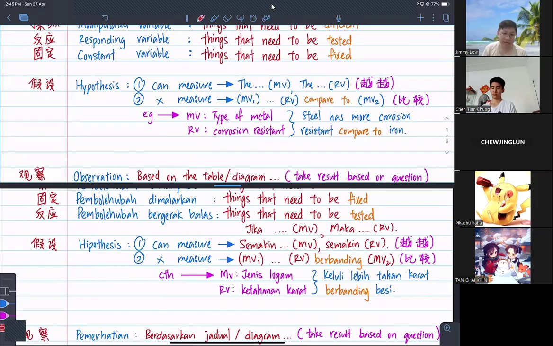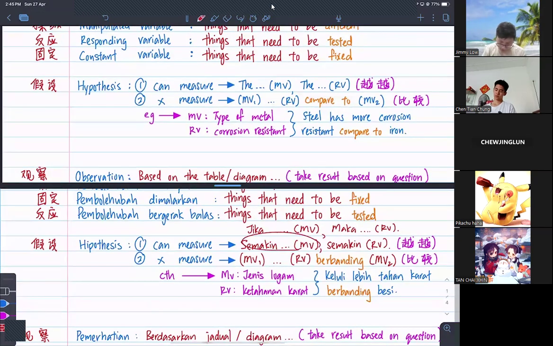One, you can measure the hypothesis. For example, you can say the more the less, the more the manipulated variable, the less the responding variable. In BM, so-called semakin semakin lah. Whenever you can apply semakin semakin, don't hesitate, just use this thing.